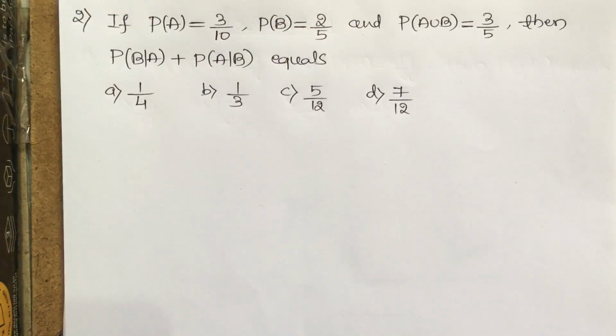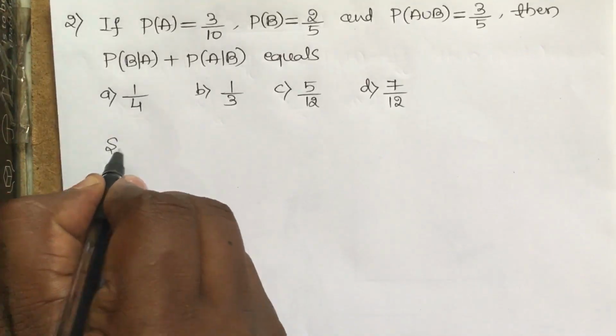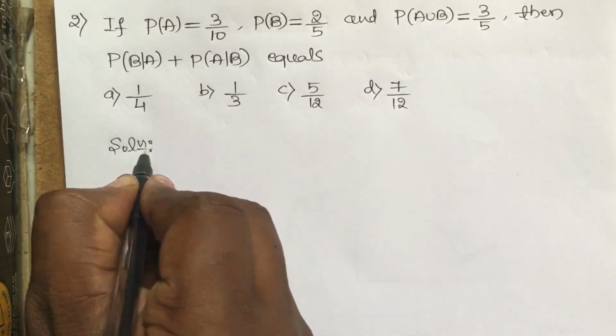Well, the next question is: if P(A) = 3/10, P(B) = 2/5, and P(A ∪ B) = 3/5, then P(B|A) + P(A|B) equals, the four options are 1/4, 1/3, 5/12, and 7/12. So we'll solve this particular problem.